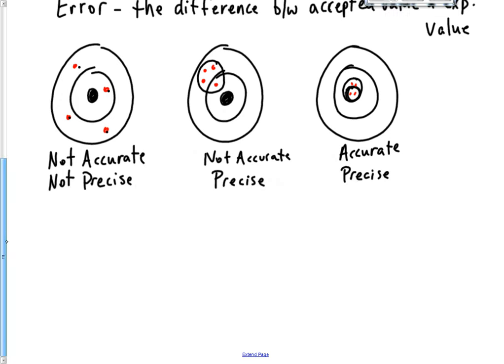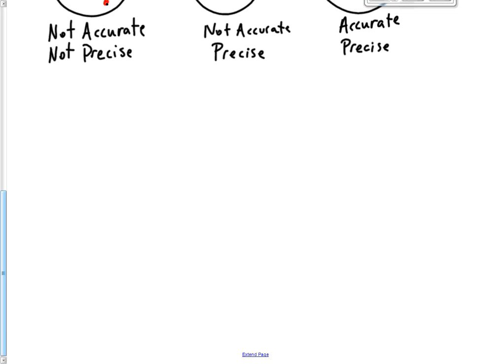Okay? So how do we increase accuracy in numbers? All right? Accuracy increases with more decimals, with more decimal places, I should say.